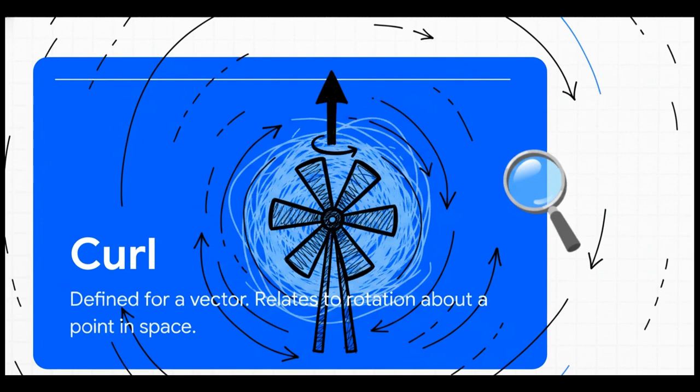Think of it like this. Imagine dropping a tiny paddle wheel into a flowing river made of your vector field. If that paddle wheel starts spinning, you've got non-zero curl. And unlike divergence, which spits out a scalar number, calculating the curl requires a cross product. The output of curl is always a vector, and it points directly along the axis of rotation following the right-hand rule.